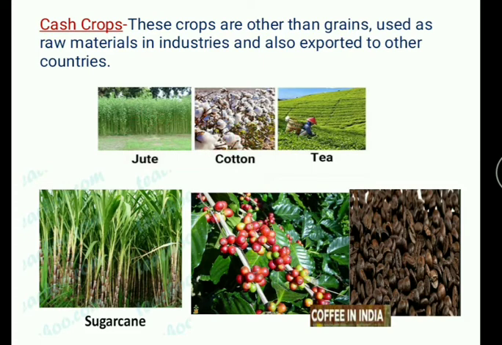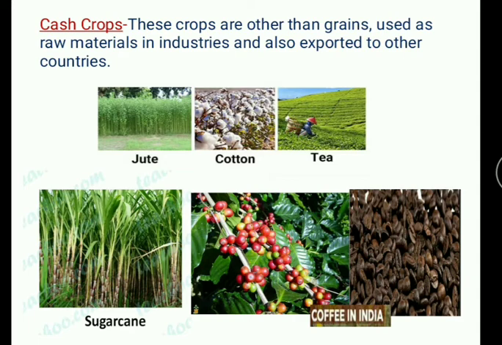From jute we make different varieties of things. From sugarcane we get sugar and jaggery, and from the plantation of tea leaves we get tea. Now, tea and coffee. In the coffee I have shown two pictures. This is the coffee plant, where you can see the small fruits on the coffee. Then you can see the coffee seeds here. Okay, tea and coffee are the main beverage crops of India.